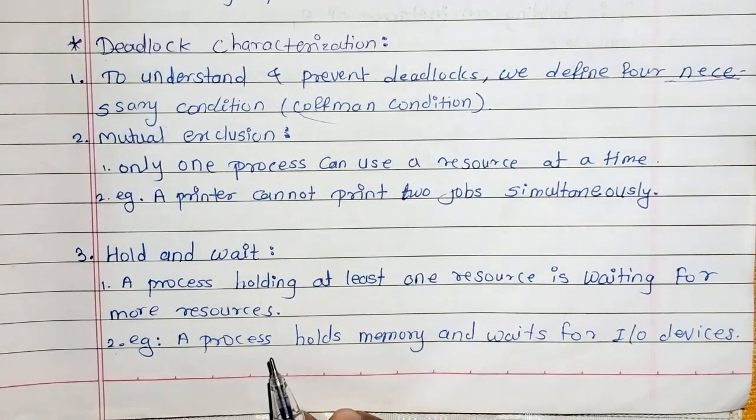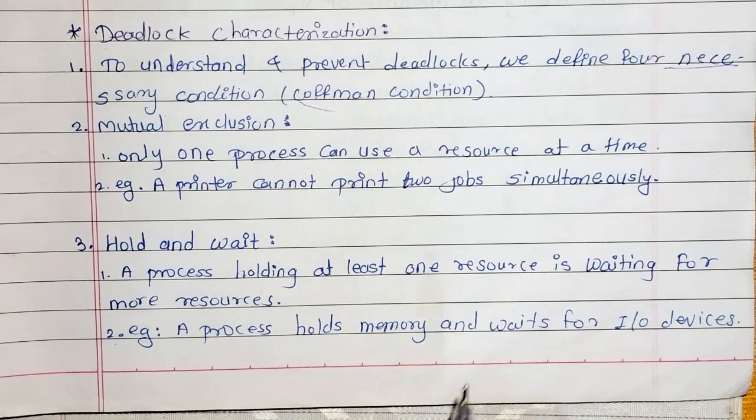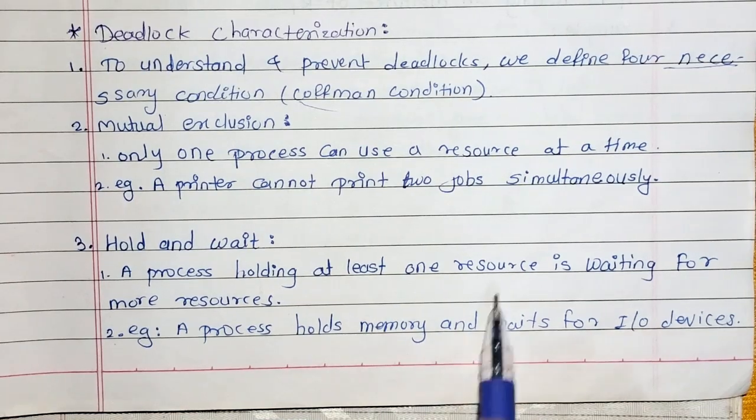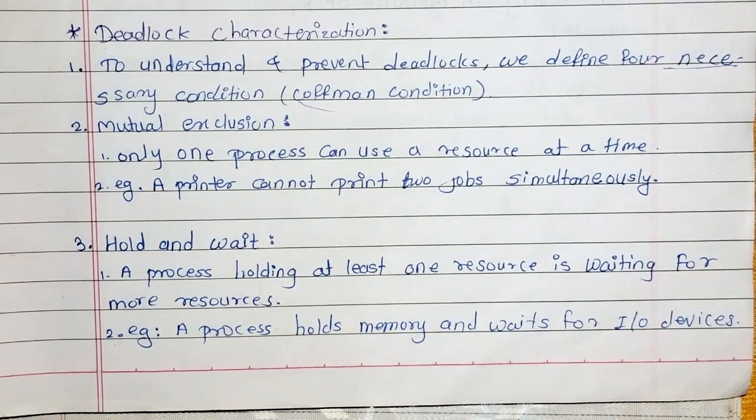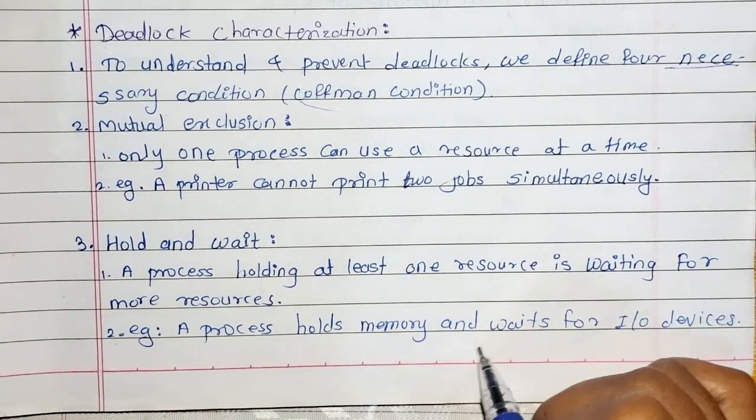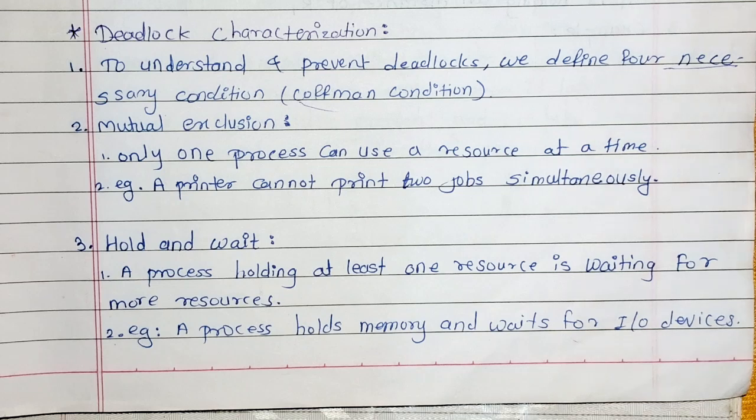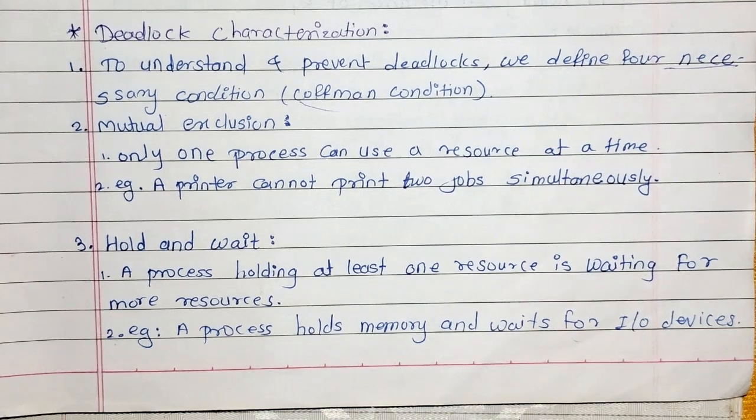Okay, then the third one is hold and wait. A process holding at least one resource is waiting for more resources. Example: a process holds memory and waits for input-output devices.